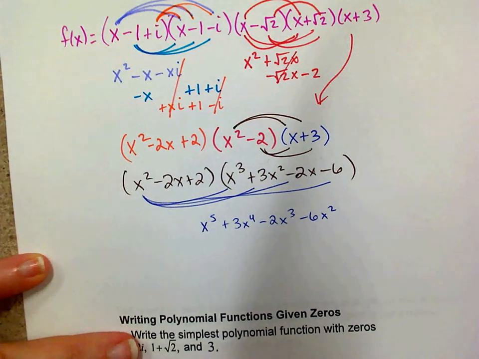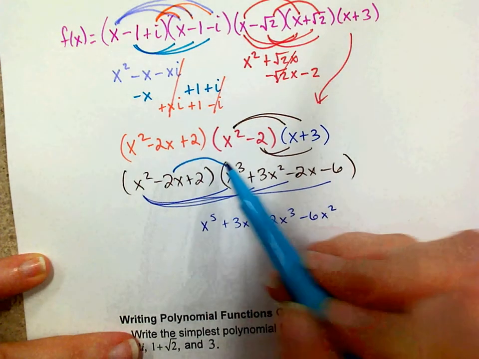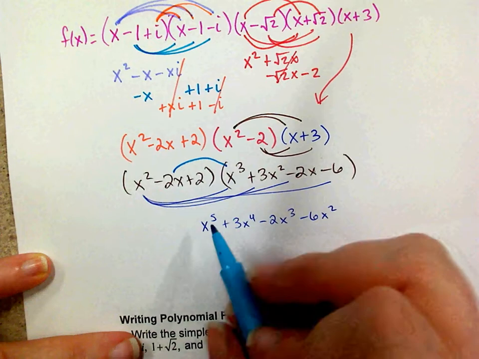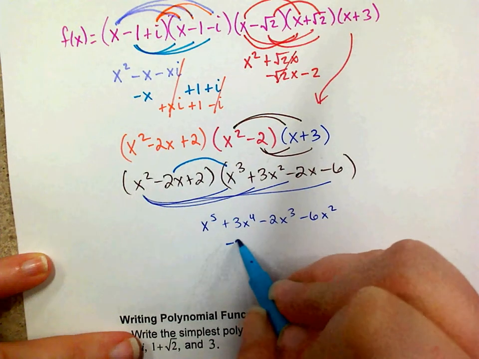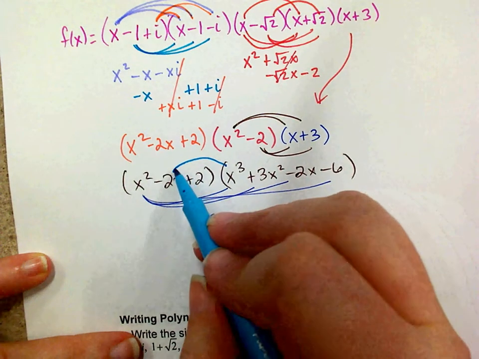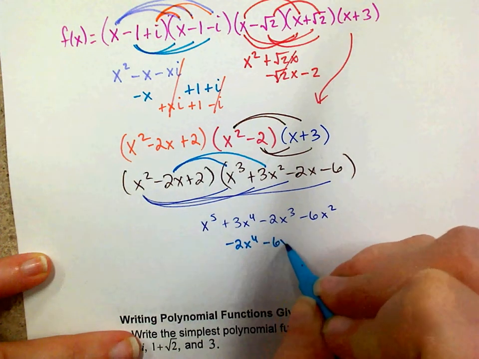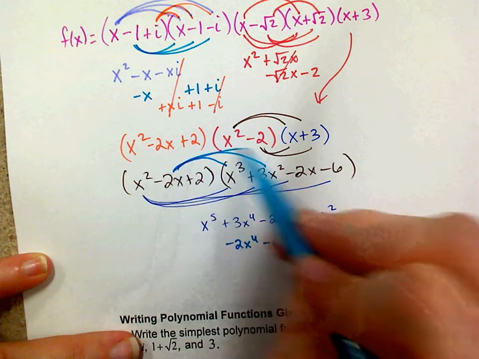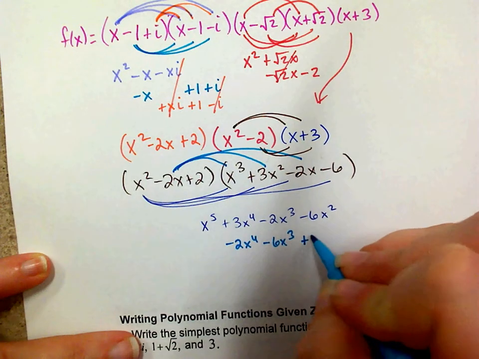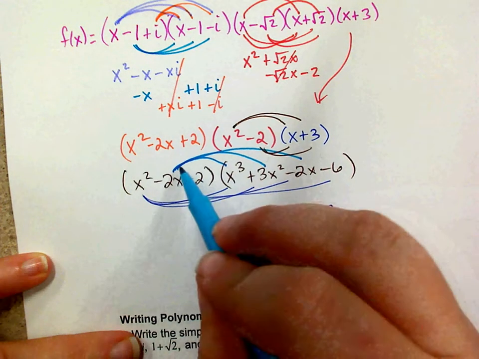Negative 2x, we're going to distribute next. Negative 2x times x cubed is a negative 2x to the 4th. Negative 2x times 3x squared is a negative 6x cubed. Negative 2x times negative 2x is a positive 4x squared. Negative 2x times negative 6 is a positive 12x.